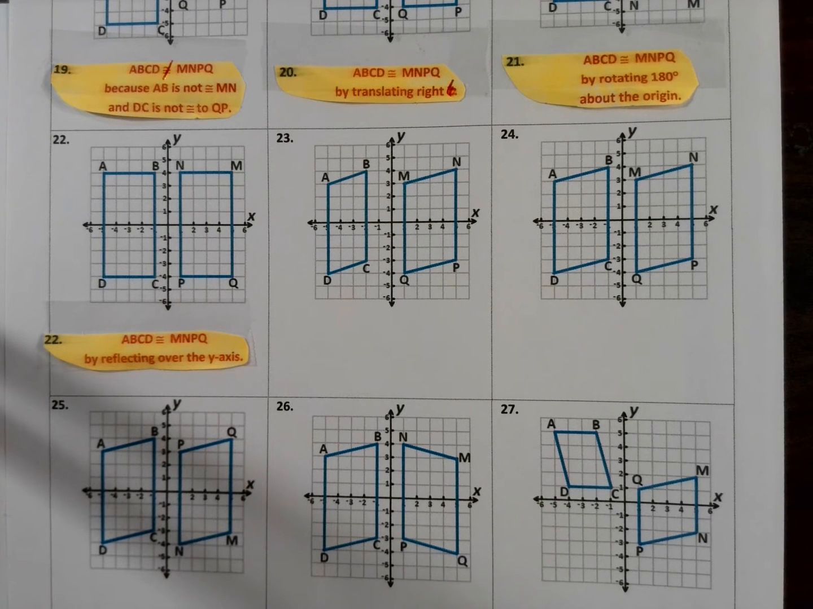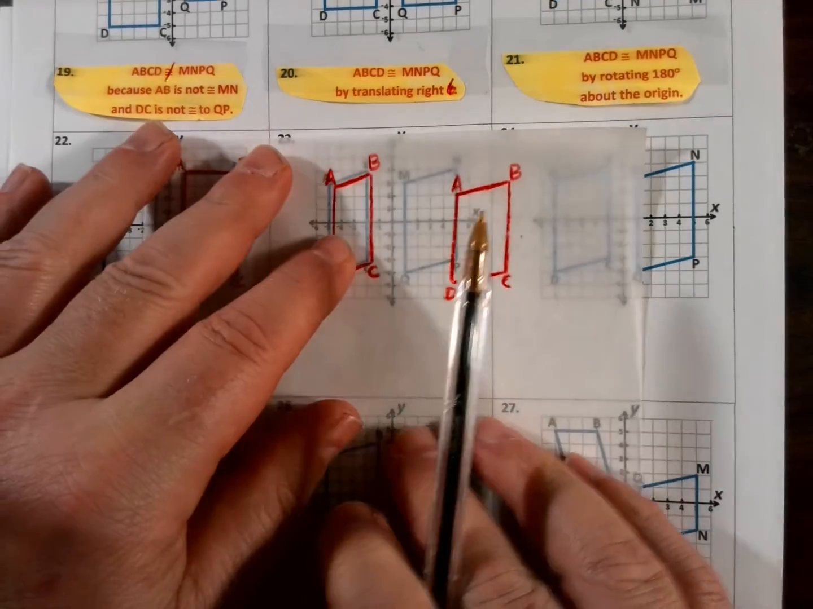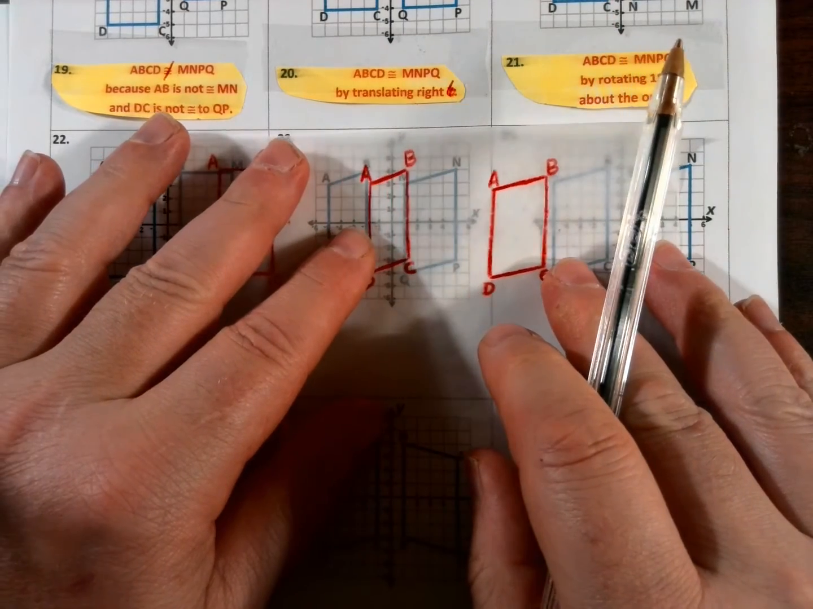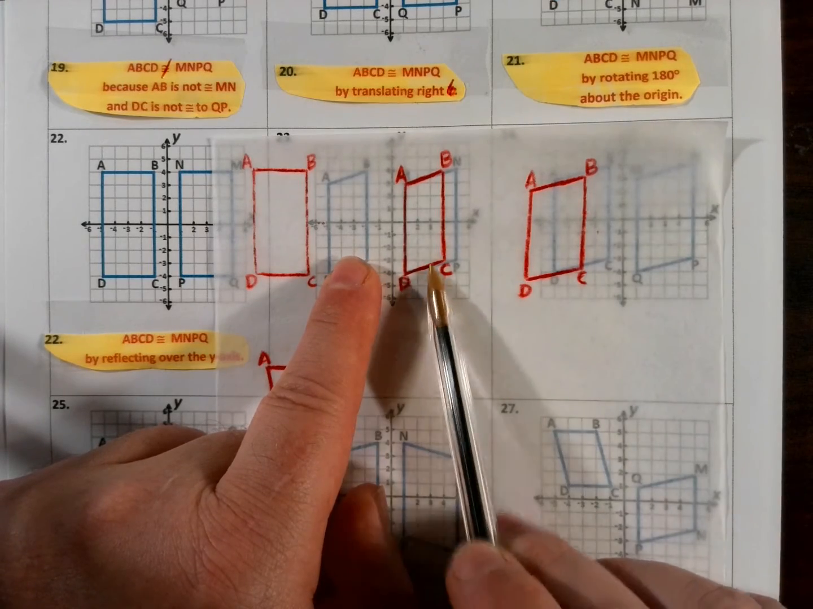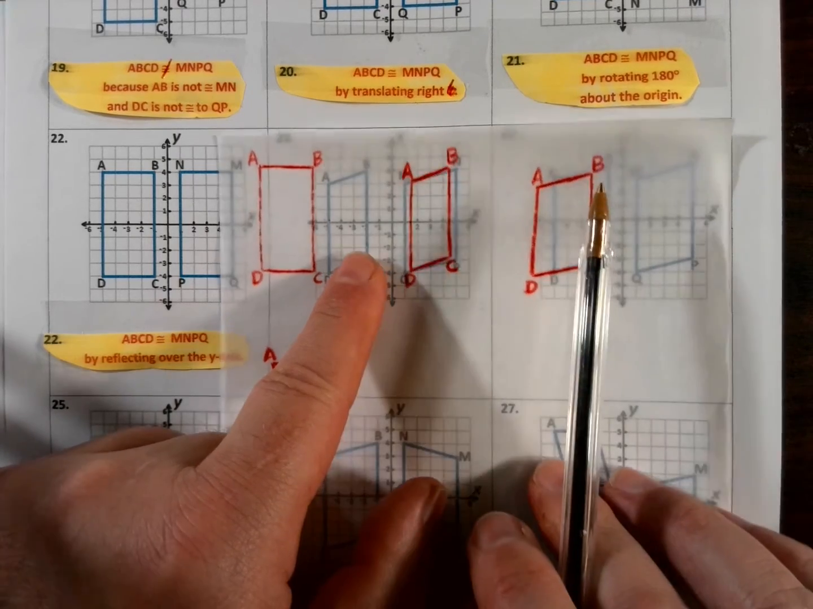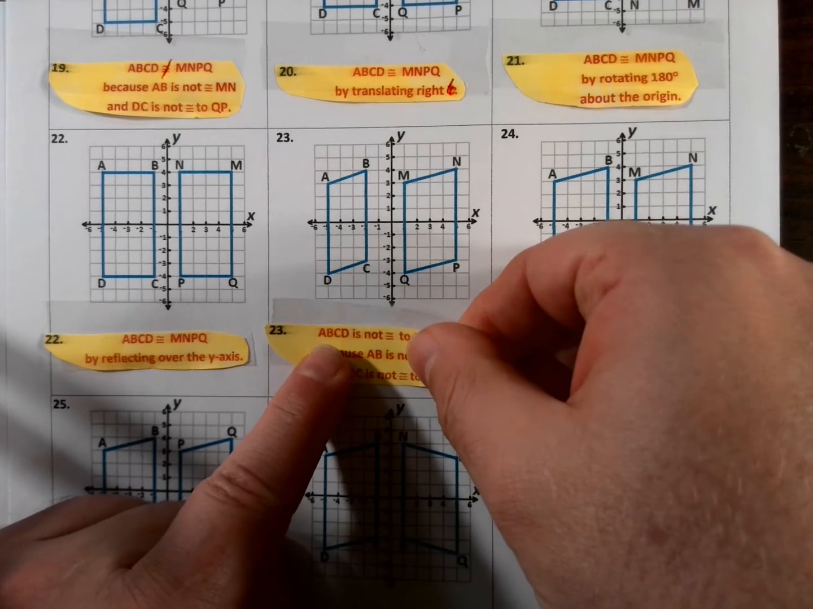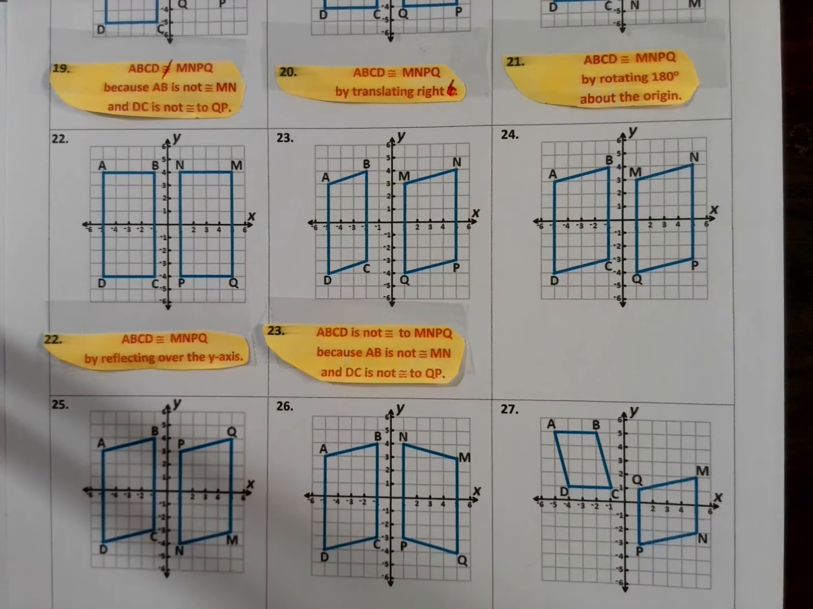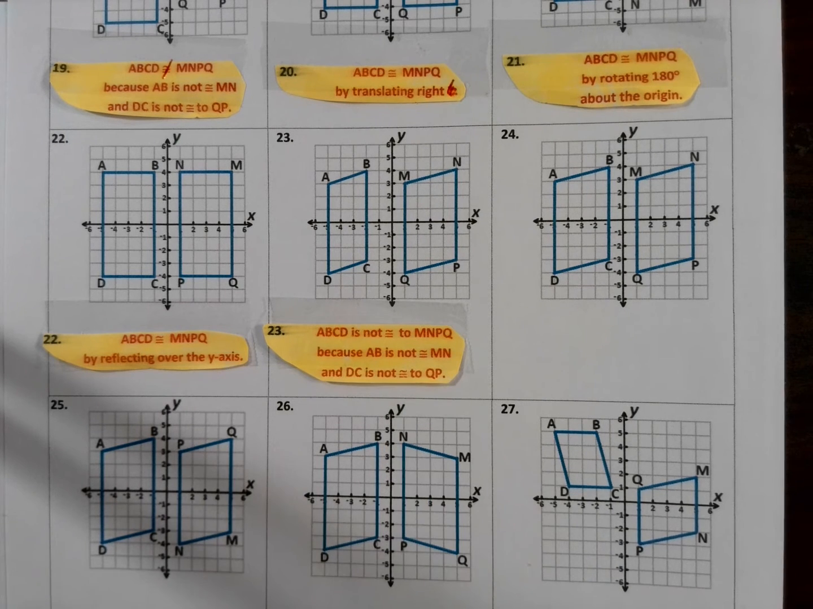If we look at number 23, A and M look like it's going to translate. So when we translate 1, 2, 3, 4, 5, 6 units, notice we're supposed to have a match, but we don't. It turns out that AB is smaller than MN and DC is smaller than QP. So ABCD is not congruent to MNPQ, because AB is not congruent to MN and DC is not congruent to QP.